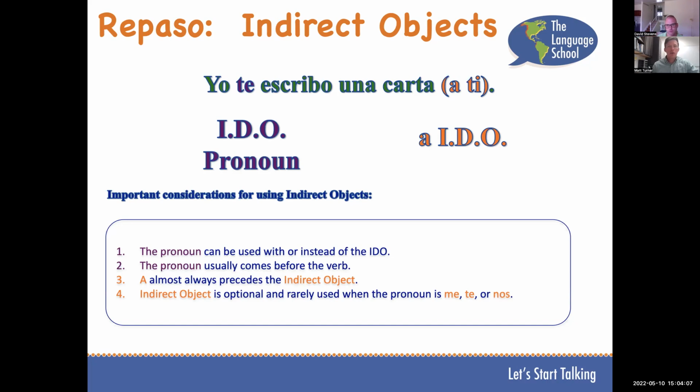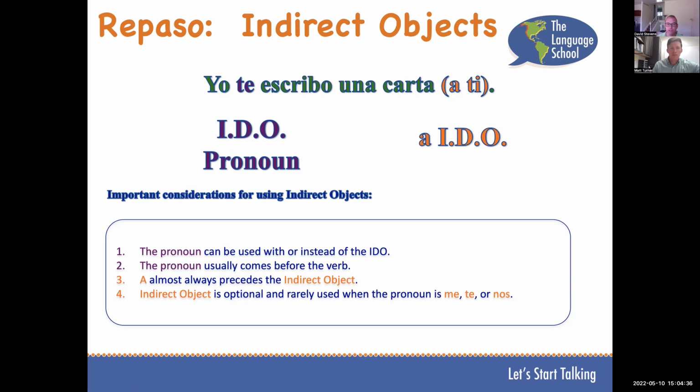Yo te escribo una carta a ti. And the full complete form would be to say a ti. The indirect object is a ti. The pronoun is te, right? So it's a little confusing here. But just remember, as you're going through these, take it slow. The point is to try to get towards understanding. You want to exercise your comprehension, your ability to understand.